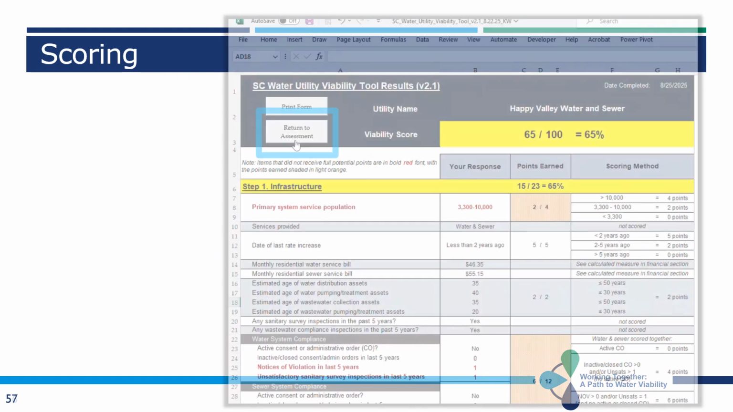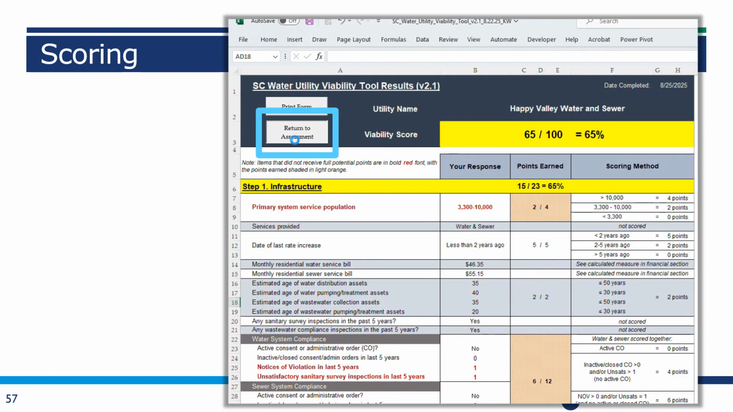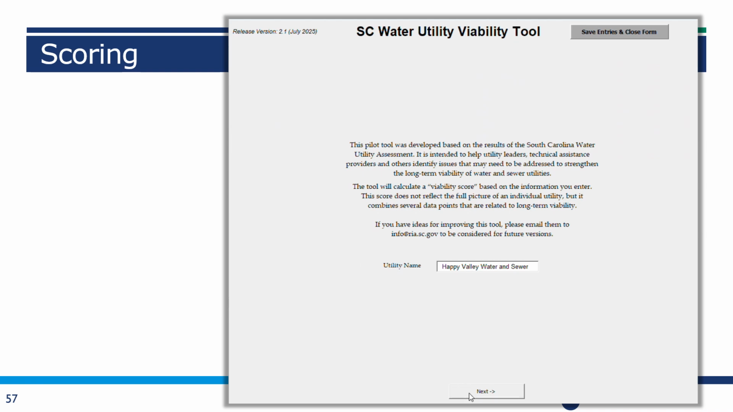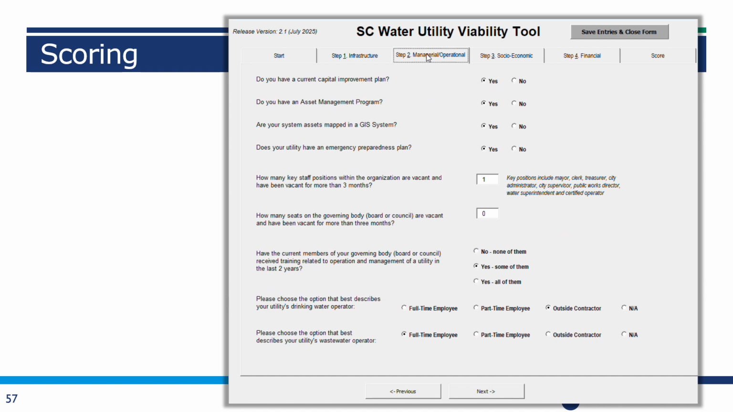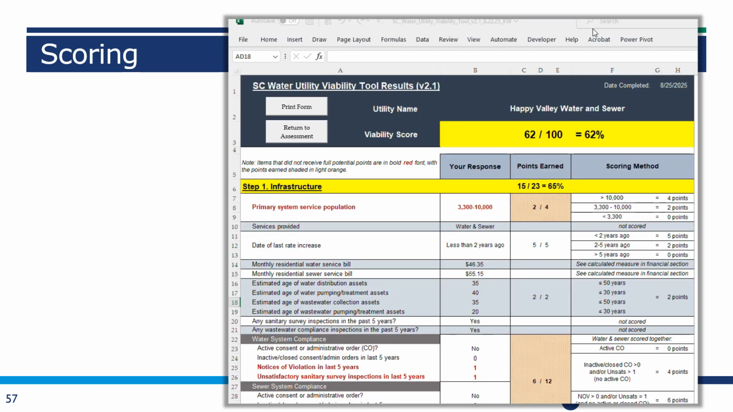If you need to change any of your answers, be sure to click Return to Assessment. This will bring you back to the first interactive step, but all your answers will be there and you can click through to the section you need to edit. After you click Save Entries and Close Form, you should see your change reflected on the score summary.